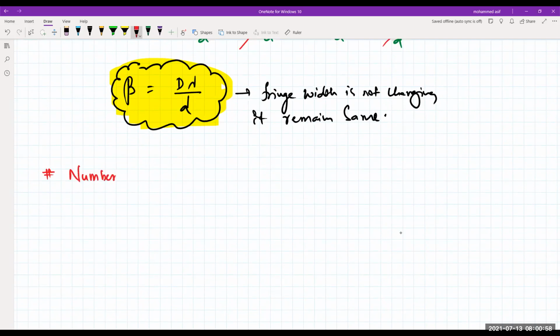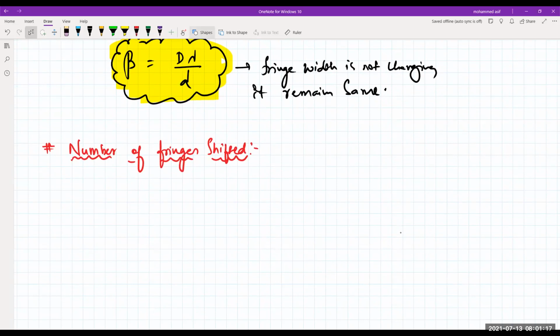Number of fringes shifted. How many fringes have been shifted when a thin transparent sheet is kept? See, we need to calculate the number of fringes that cross the central maxima. If I am taking the slab here, this one was your central maxima. Now the central maxima has shifted to somewhere here. Now this is the new central maxima.